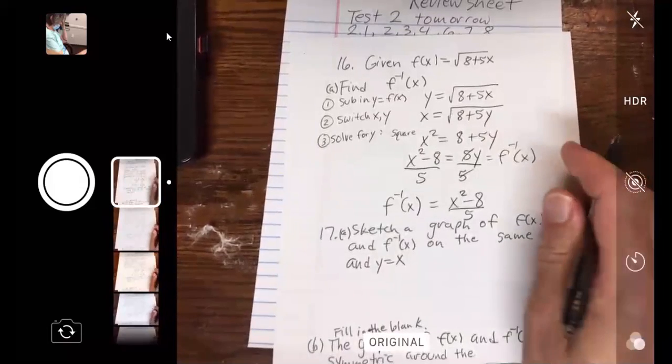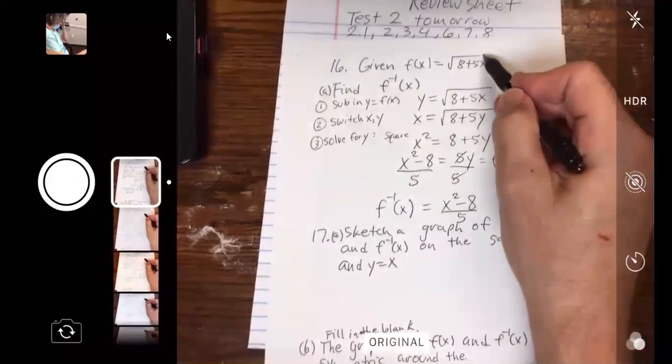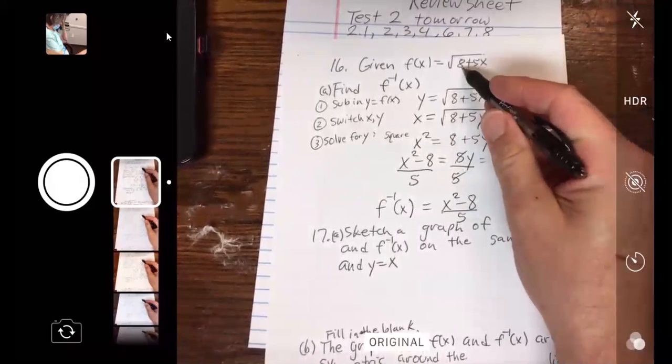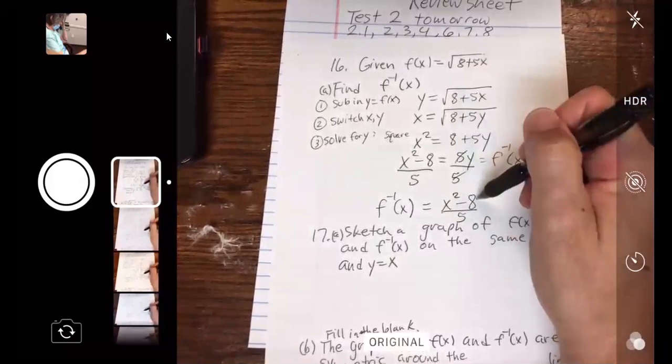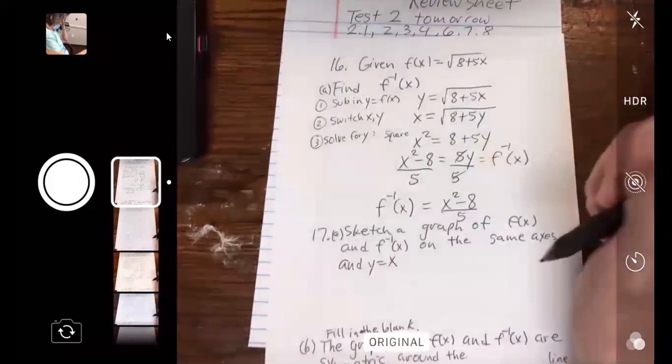And you kind of see you have the inverse operations here. You got a square root, inverse is square. You're kind of adding 8 here, so you're subtracting 8. You're multiplying by 5 here, so you're dividing by 5.